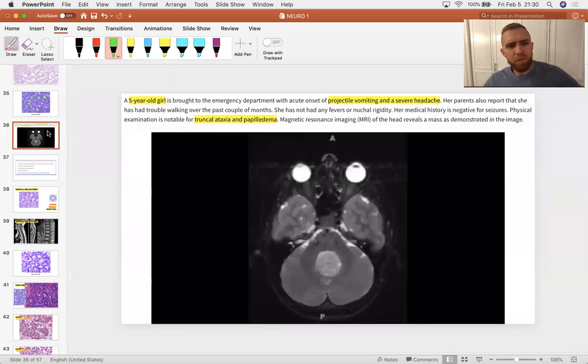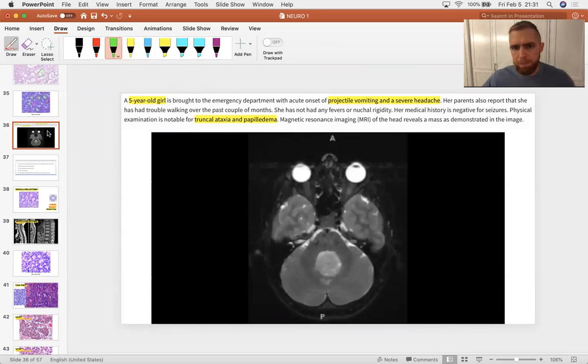A practice question, 5-year-old girl at the ED with projectile vomiting and a severe headache. So the projectile vomiting means papilledema, means increased intracranial pressure. She's had trouble walking for a few months now. No fevers or nuchal rigidity. You rule out meningitis. Negative for seizures, but notable physical examination for truncal ataxia and papilledema. MRI reveals a mass as demonstrated in the lesion.